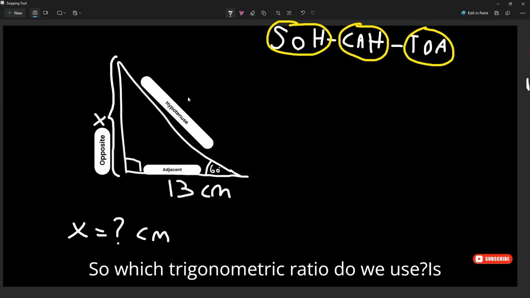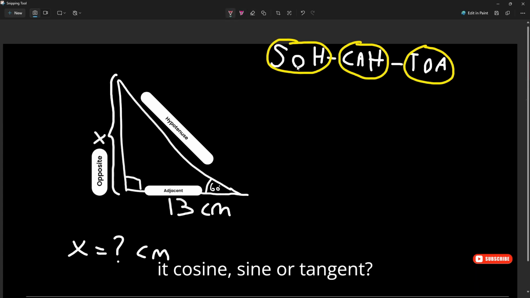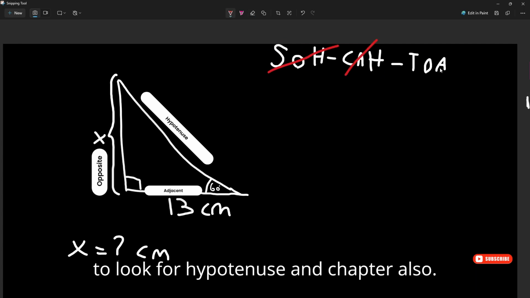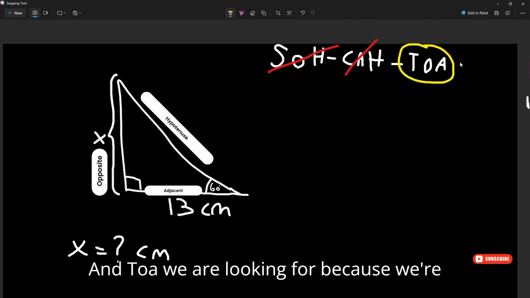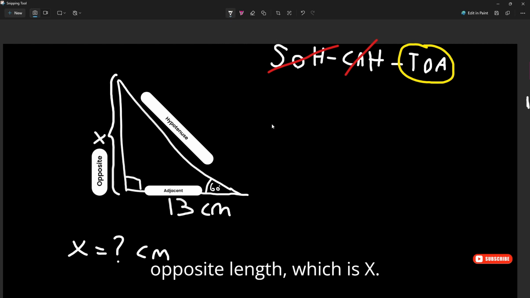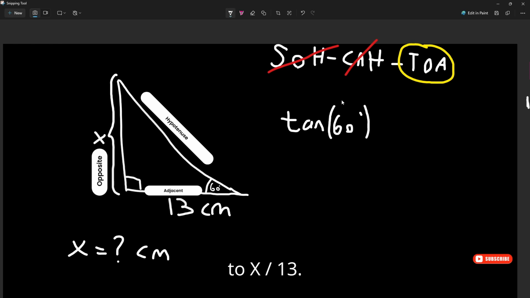So which trigonometric ratio do we use? Is it cosine, sine, or tangent? We cannot use SOH because we don't need to look for the hypotenuse, and CAH also not. And TOA is what we're looking for, because we're given the adjacent, 13 centimeters, and the opposite length, which is x. So, tangent of 60 degrees is equal to x divided by 13.